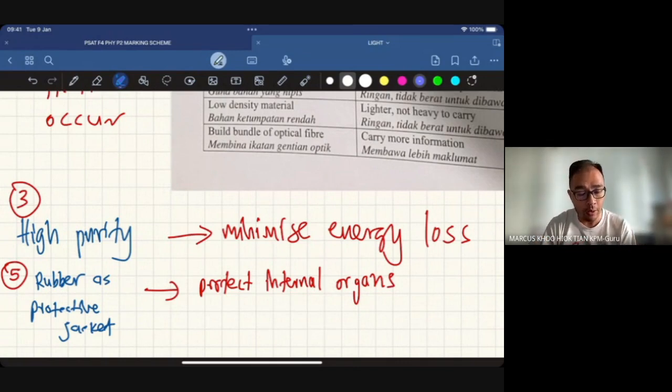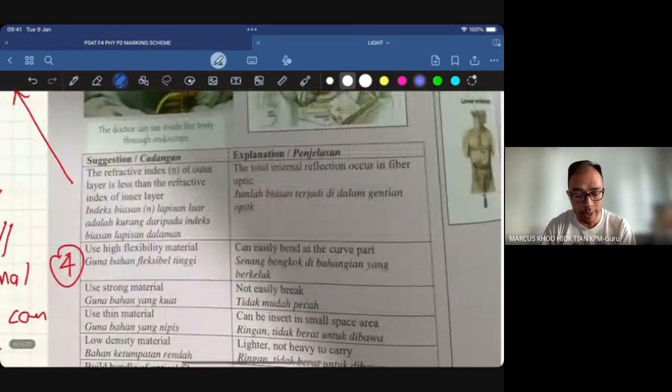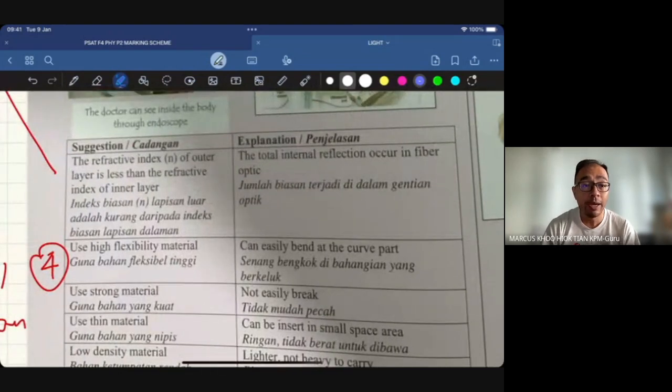Oh, you know what? Let me talk about the 4th point. The 4th point is here. High flexibility so that you can easily bend at the curved parts. Let's say it goes through your nose, you want the optical fiber to be able to bend its way lah.